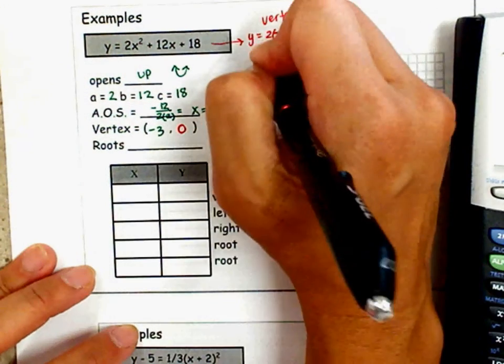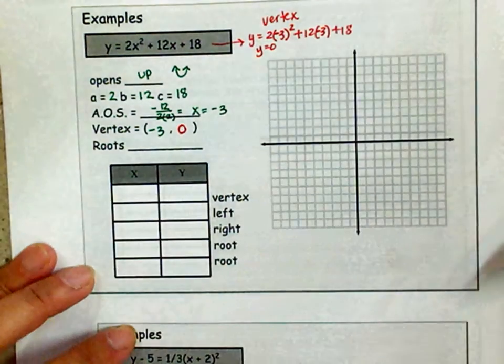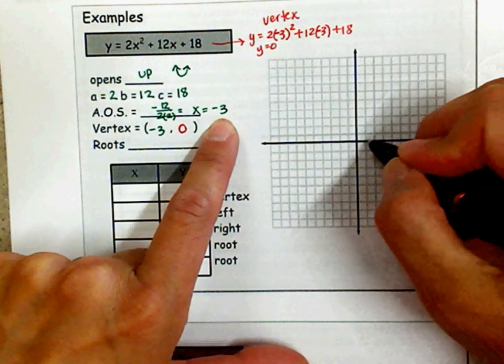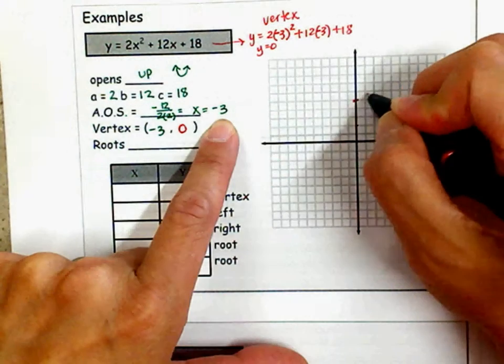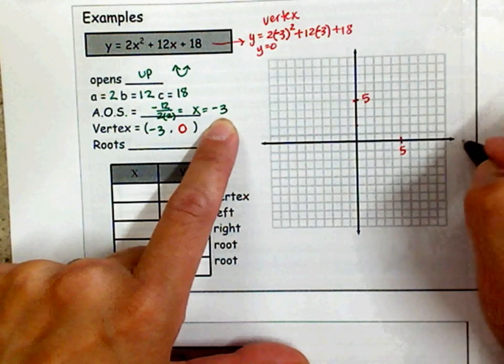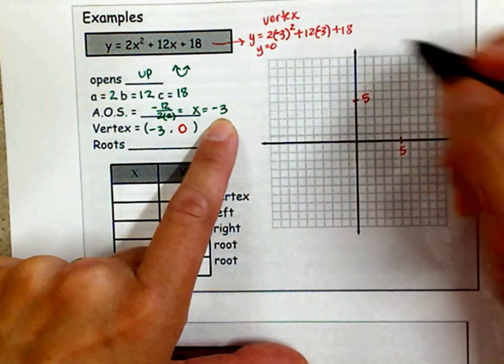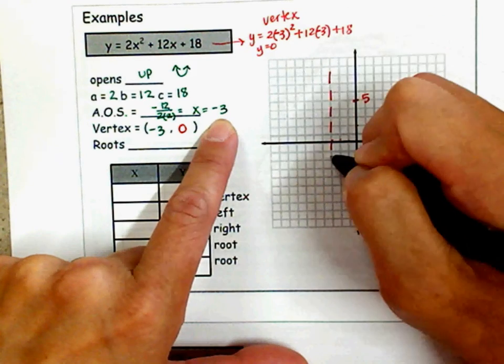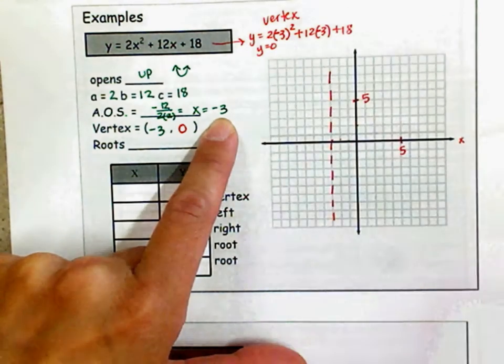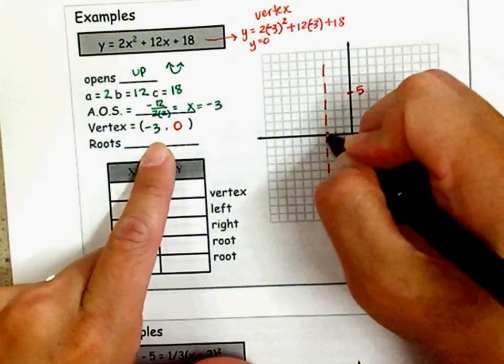All right, let's graph our 1, 2, 3, 4, 5. 1, 2, 3, 4, 5. Okay, always label your graph. Here's x. All right, -3. 1, 2, 3. Draw your axis of symmetry. Your vertex is -3, 0. Let's see how many roots we're going to have.